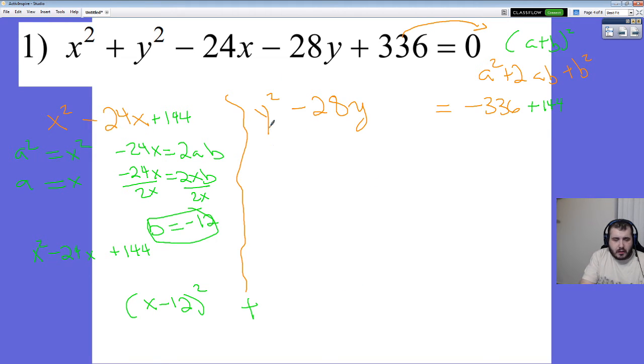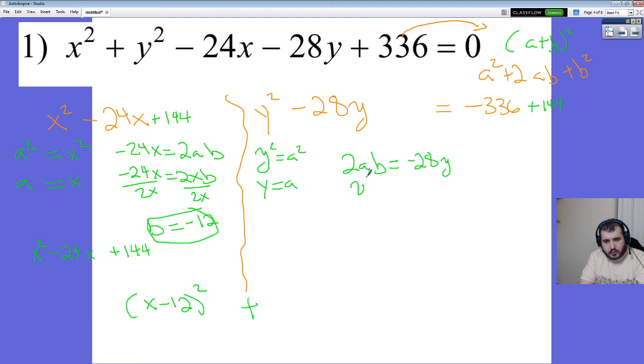So again, I'm going to look at my first term, and that's my a. So I know that here my a is going to be y. Now I can figure out that 2ab is the same as negative 28y. Now I can put my y here, that's where that goes, right? So we got 2yb equals negative 28y. Now I can just solve for b, divide both sides by 2y.